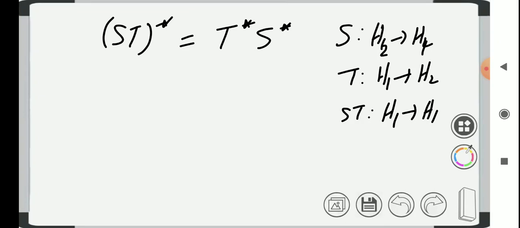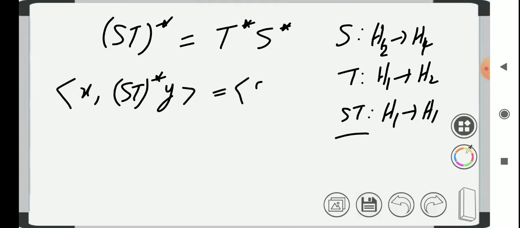Therefore T will go from H1 into H2 and S will go from H2 into H1. Therefore ST will go from H1 into H1. Hence, in order to prove this property, we will also use our defining relation for the adjoint operator, that is, inner product of x with ST star y is the same as inner product of STx with y.